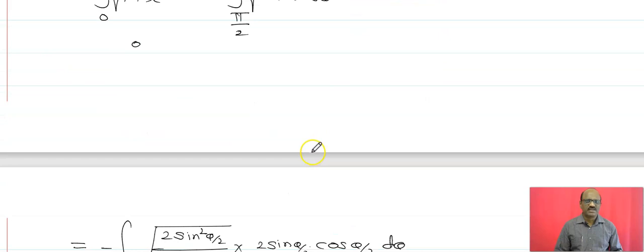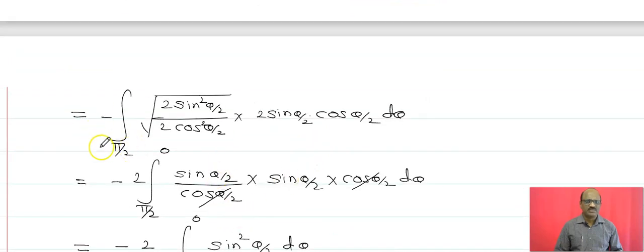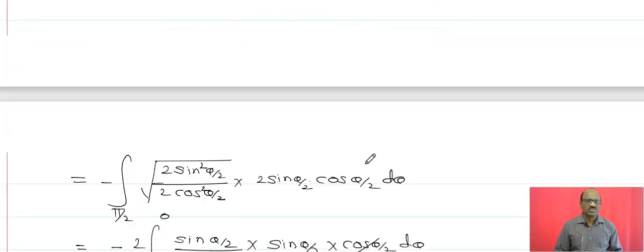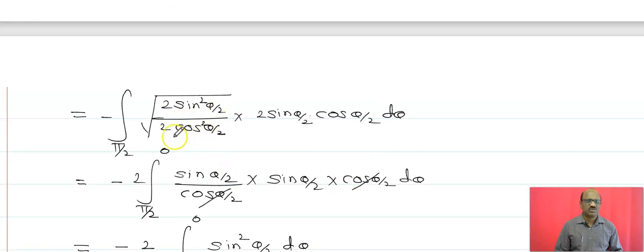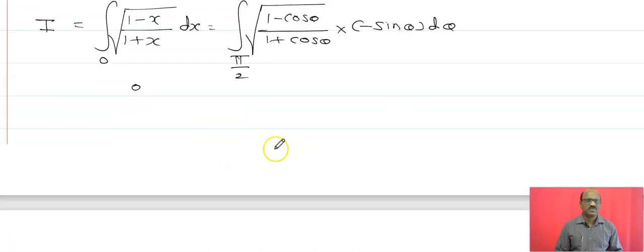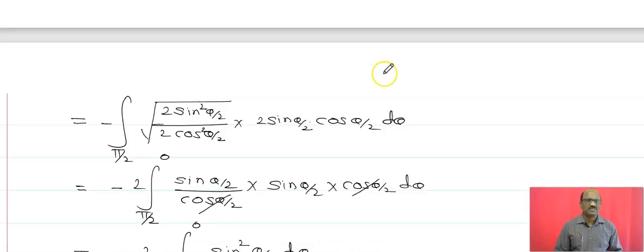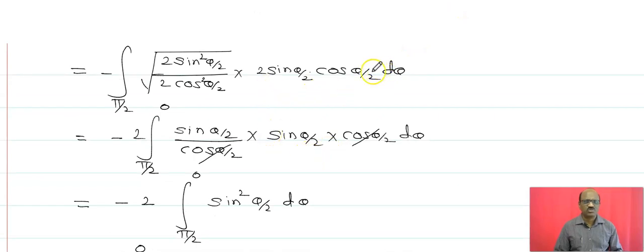Now evaluate this bracket, that is minus, lower limit is pi by 2, upper limit is 0. That is 1 minus cos theta, which is 2 sin square theta by 2, upon 2 cos square theta by 2. What about the sin theta? Sin theta is 2 sin theta by 2 into cos theta by 2. Now square and root get cancelled, 2 get cancelled, minus 2.